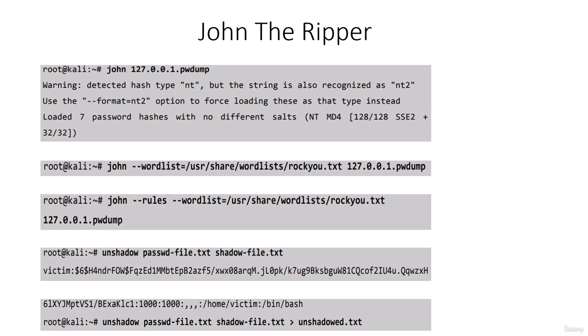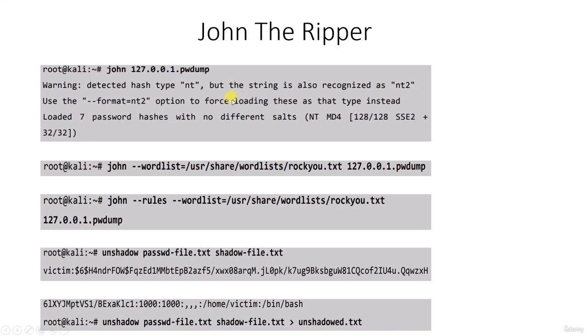Running John in brute force mode is as simple as passing the file name containing your password hashes on the command line. John means John the Ripper, so the command is just john, then the address, and then the password dump. As you can see, John recognized the hash type correctly and set out to crack it.